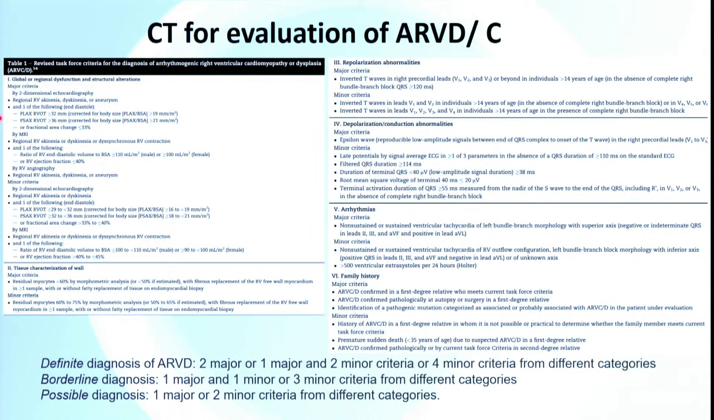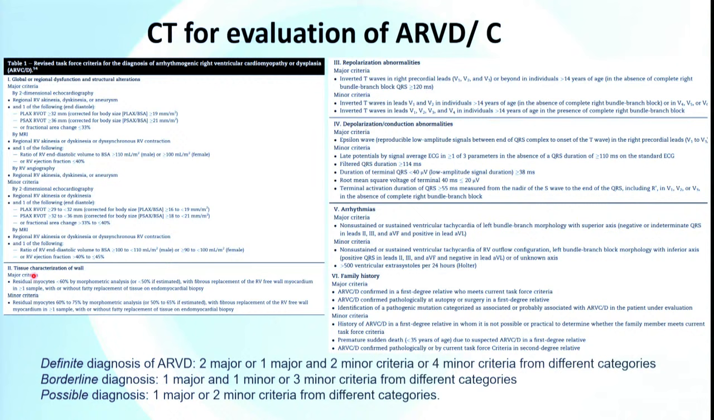But in imaging, you can go through these criteria, but it's based on RV end systolic and end diastolic volumes, RV ejection fraction. For example, less than 40% is a major point, 45 to 50% is a minor point. And then also looking at areas of RV dyskinesis, akinesis, or RV aneurysms. And we can look at a lot of those things from a retrospectively gated CT that can look at RV function and volumes.